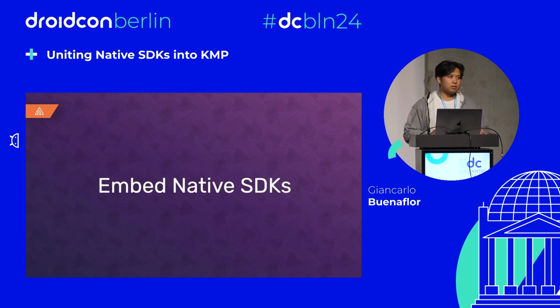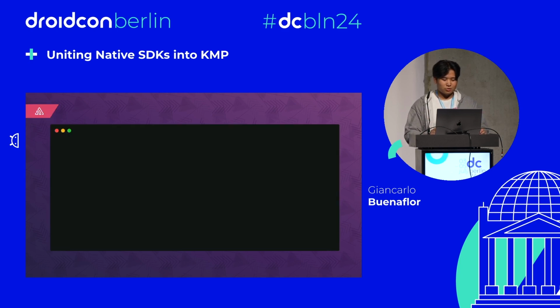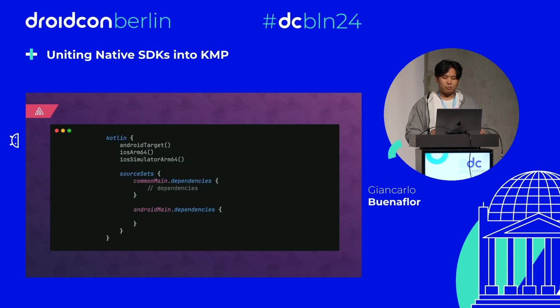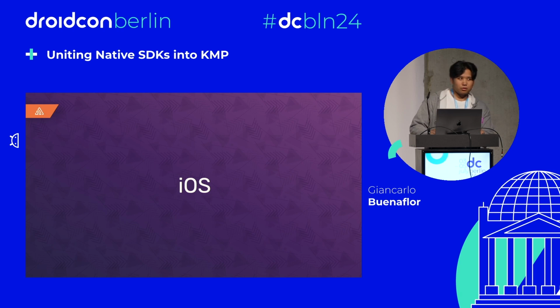The first thing is, how can we use these SDKs directly for Android? I think many of you probably know. It's extremely easy. In our Gradle file, we just add a dependency to our Android source set, if you set up your Android target, and that's it. Basically, you can then use it directly in your Android source set, and you'll have access to whatever the SDK is capable of. And for iOS, it's a bit different and a bit more complicated.